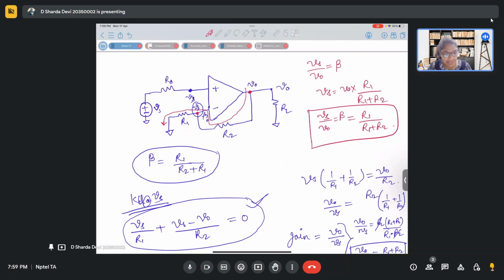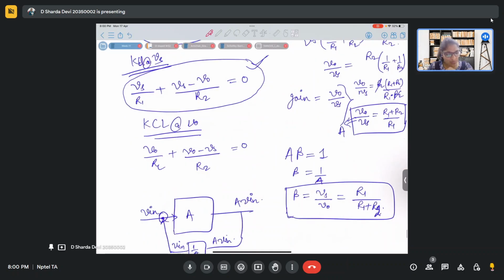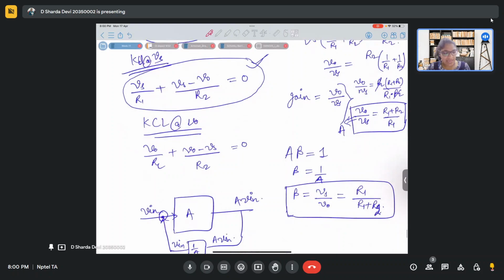Feedback factor it is saying, no? So feedback factor means input by output. Because when we talk about gain, it is actually output by input, and feedback factor will be input by output. So ultimately it comes out to be A into beta as one. Yeah, so that's how it turns out.